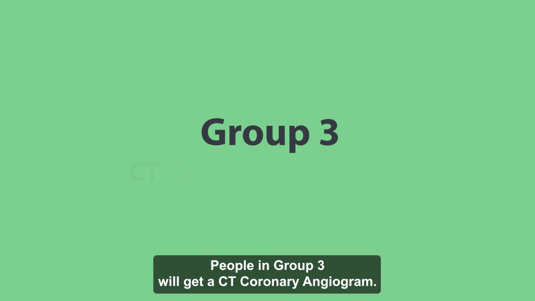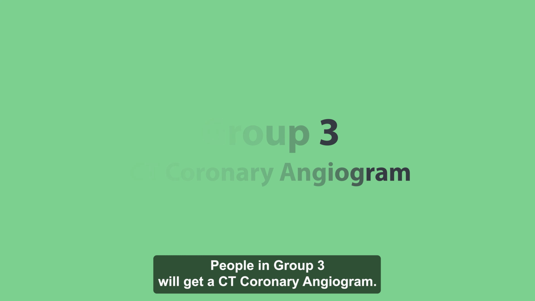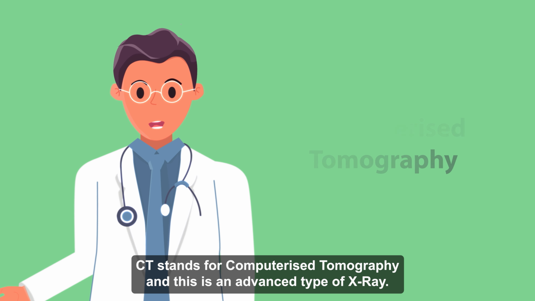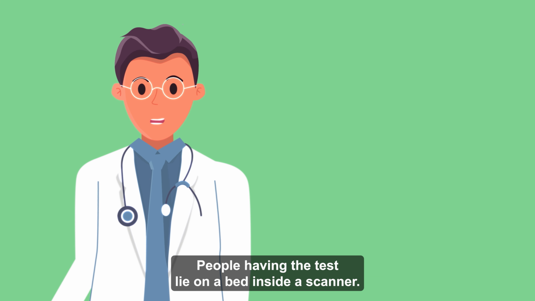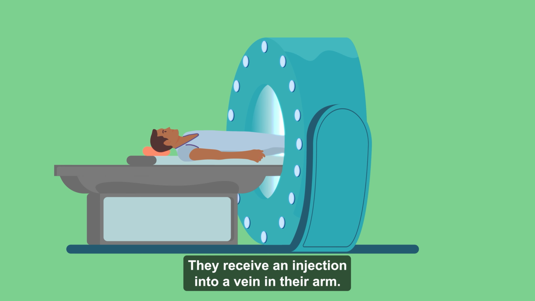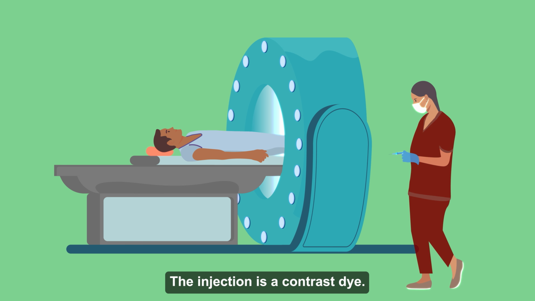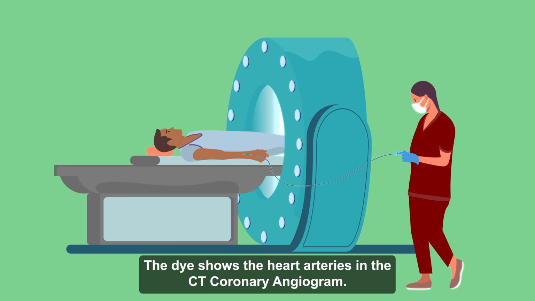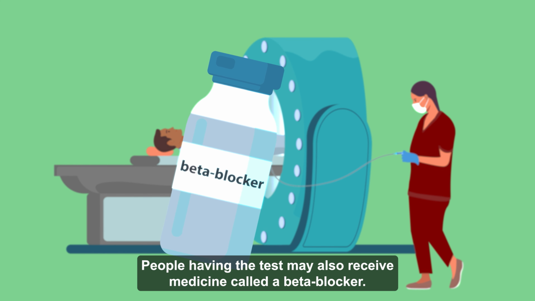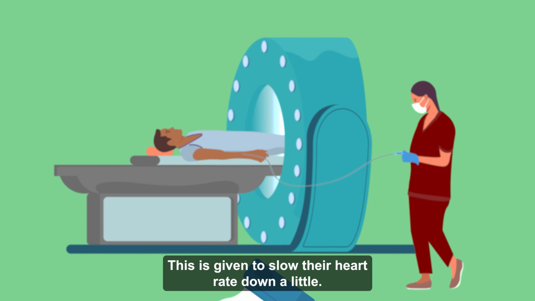People in Group 3 will get a CT coronary angiogram. CT stands for computerized tomography, and this is an advanced type of X-ray. People having the test lie on a bed inside a scanner. They receive an injection into a vein in their arm. The injection is a contrast dye. The dye shows the heart arteries in the CT coronary angiogram. People having the test may also receive medicine called a beta blocker. This is given to slow their heart rate down a little.